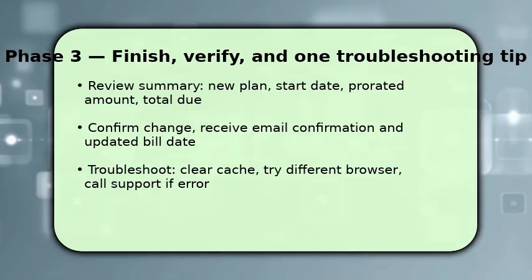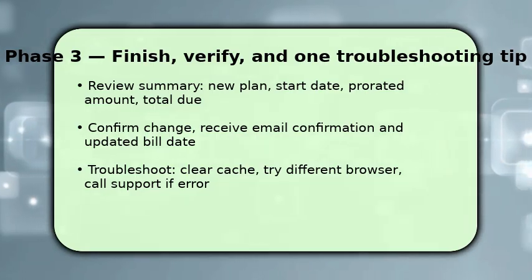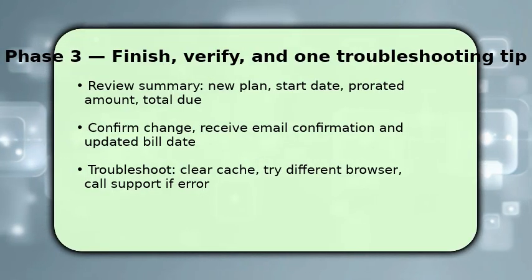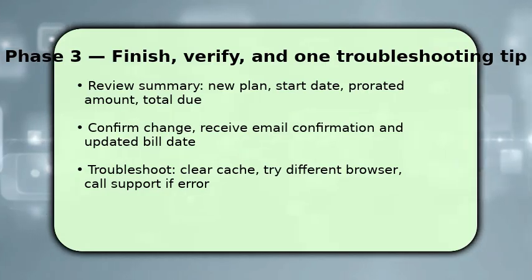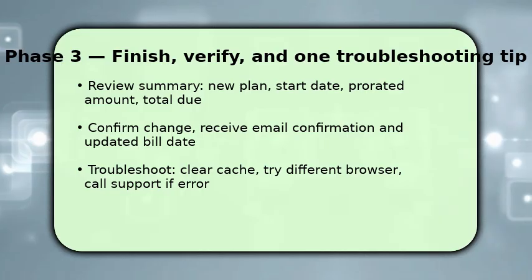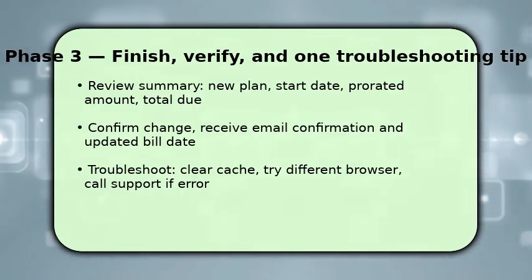Once you hit confirm, you should receive an email with a service order and estimated activation window. Save that. If activation requires new equipment, schedule delivery or technician visit. If anything goes wrong, for example an error or missing charge, clear your browser cache, try a different browser or device, and call Alliance support with your order number for fastest.